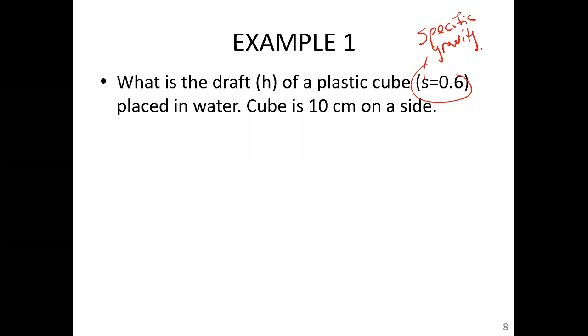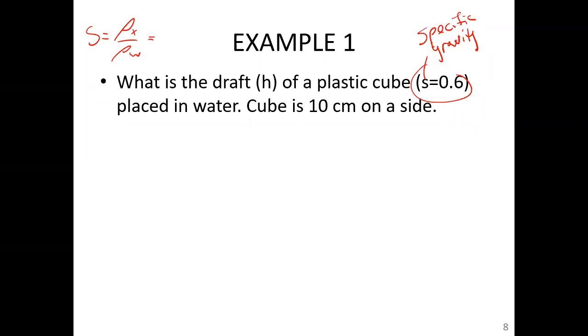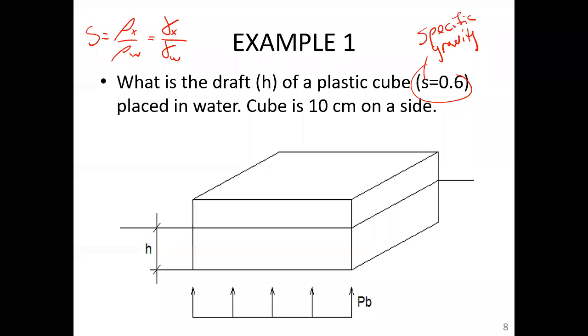And in case you ever need this for an exam, specific gravity is the density of a fluid X divided by the density of water. Or if you multiply numerator and denominator by 1 in the form of the acceleration due to gravity divided by the acceleration due to gravity, that's gamma X, specific weight of fluid X, divided by specific weight of fluid W. So the specific gravity is given as 0.6. Because it's the ratio of densities or specific weights, specific gravity is dimensionless. So here's our little cube, and again, it's 10 centimeters on a side.